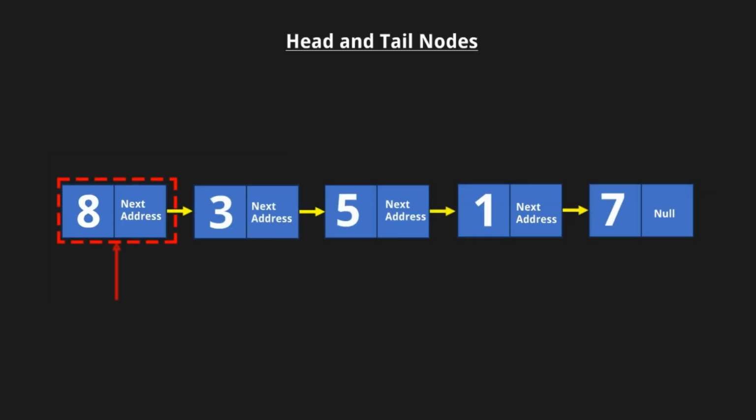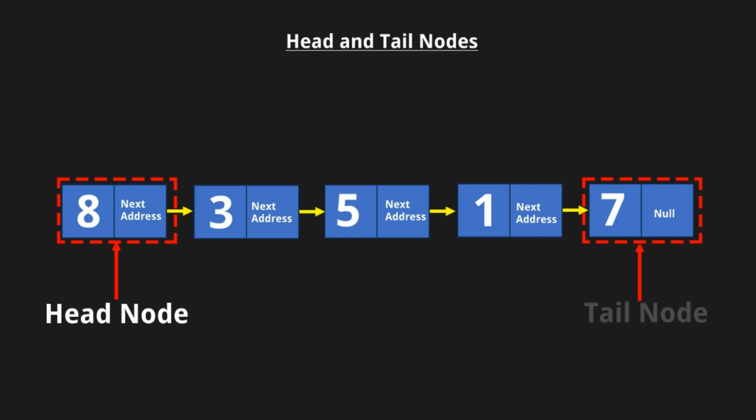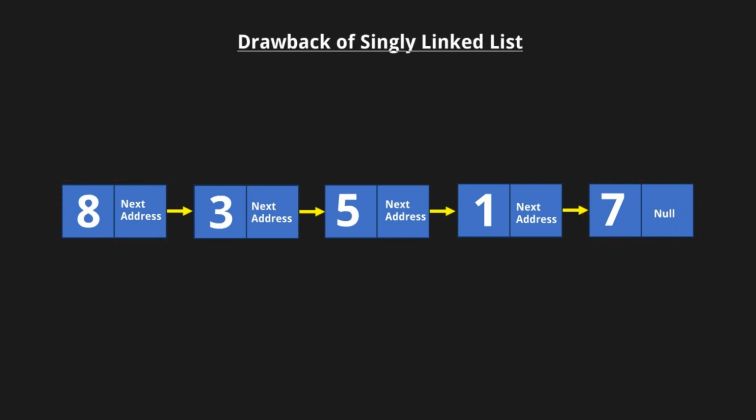The first node in the list is called the head node, and it serves as the entry point to the list. The last node is called the tail, and its pointer is always null, indicating the end of the list. While this structure is flexible, there is a drawback. A singly linked list is one-directional. We can only traverse it from the head to the tail, which means you can't easily move backward.